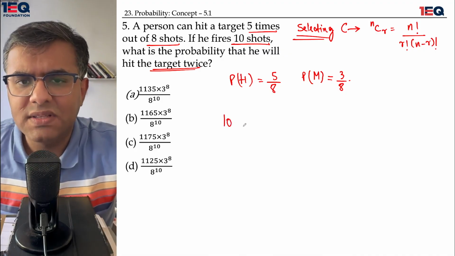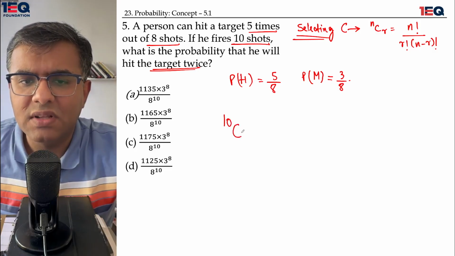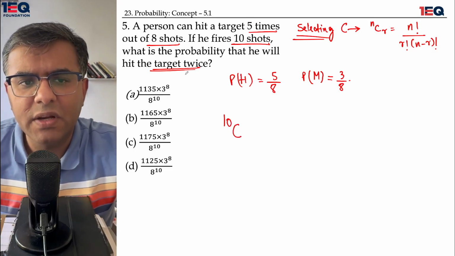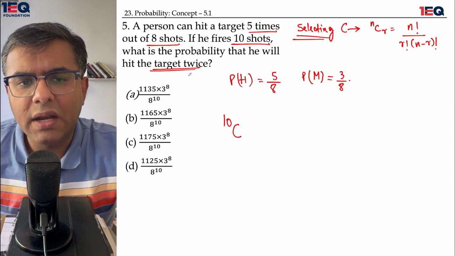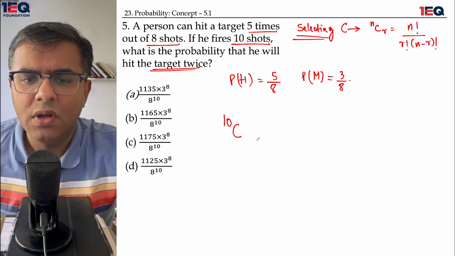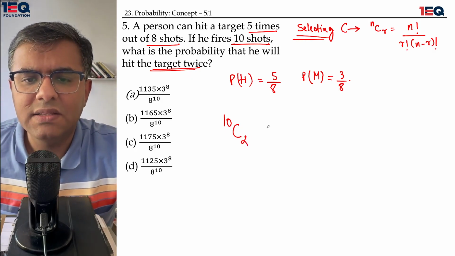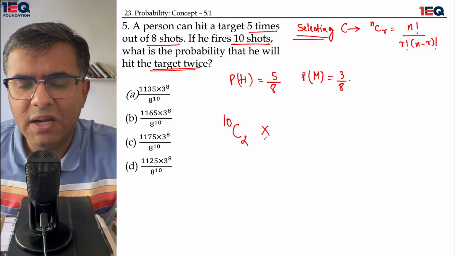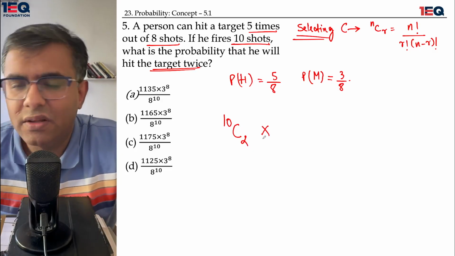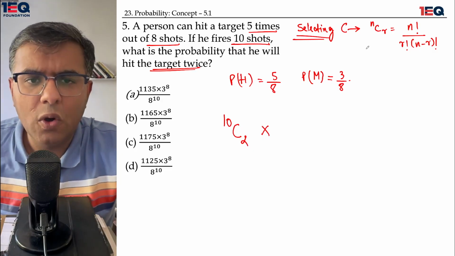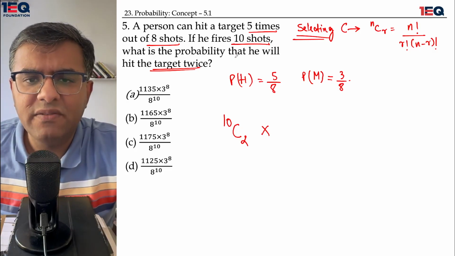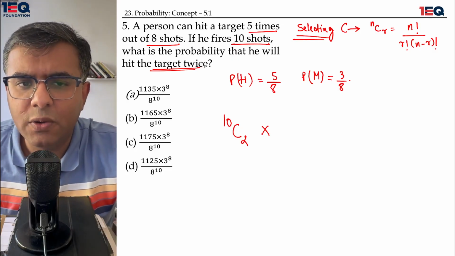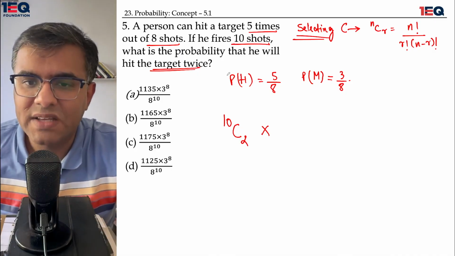10 is the total set. Out of those total sets, how many favorable outcomes do we require? We want the target to be hit twice. So what do I write? 10C2. Now there has to be a multiplication sign because we are going further in the equation. What do we talk about here? 10 shots are being fired and the probability of hitting the target twice is needed.